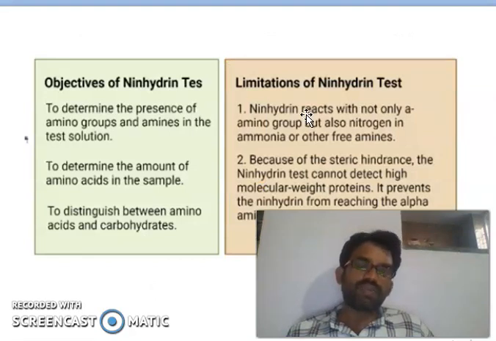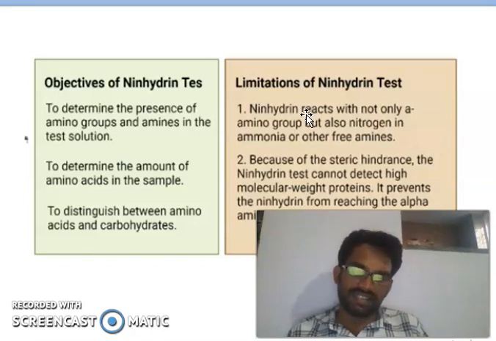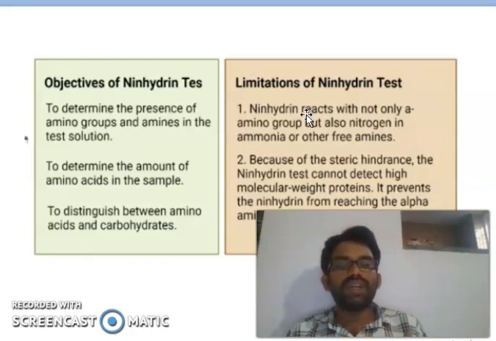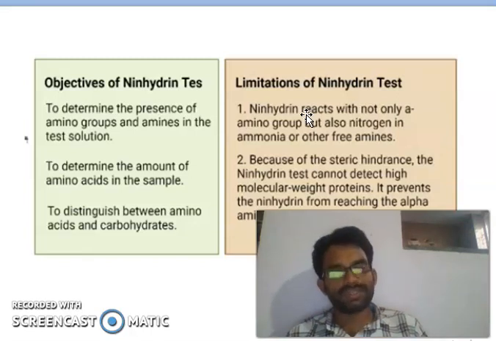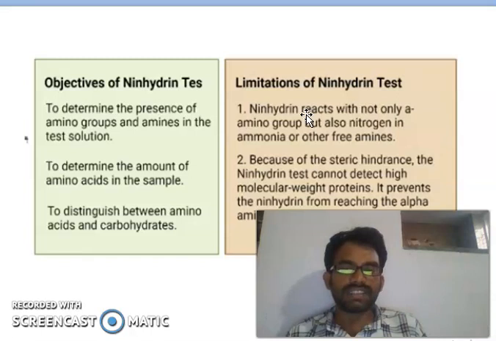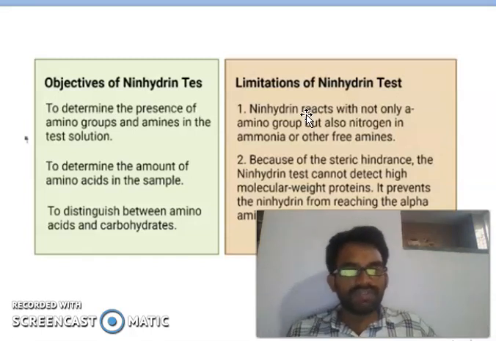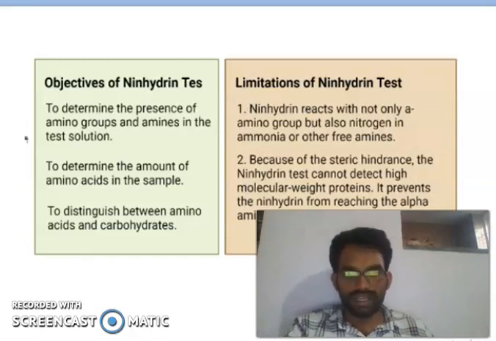Then you can see the objective of the ninhydrin test. The main concept of ninhydrin is to determine the presence of amino acids and amines in the test solutions, to determine the amount of amino acids in the sample, and to distinguish between amino acids and carbohydrates. These are the objectives of the ninhydrin test.